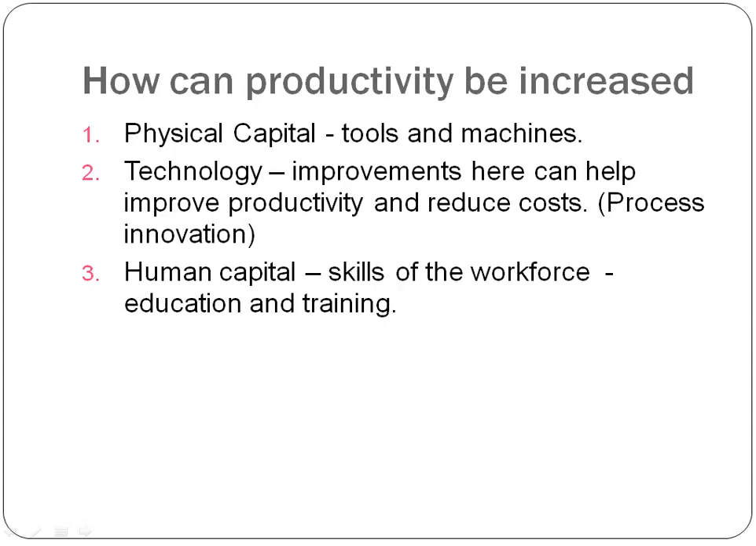So sorry, how can productivity be increased? There's usually 4 types, but I'm going to talk about 3 types. So physical capital, which is tools and machines. So they enable labour to be more efficient and to be more productive. Technology, so improvements here can help improve productivity and reduce costs.